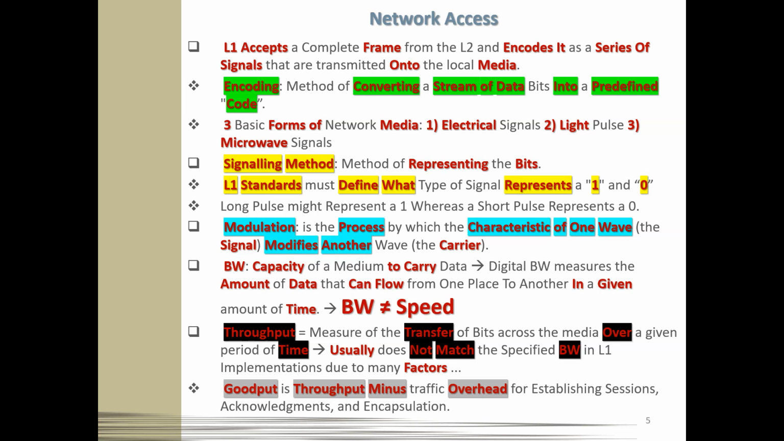Next up is goodput. So throughput was defined as the actual transfer of bits over time. Goodput, however, is defined as throughput minus traffic overhead. We consider traffic for establishing sessions, or traffic for acknowledgments, or traffic for encapsulation as traffic overhead. And that's why goodput is defined as throughput minus this overhead, or minus traffic overhead.